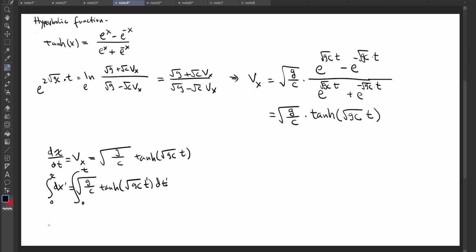And then again, there's another side note here. If you integrate a tanh function, then you'll get a log function of a cosh. Okay, so simply just the mathematical integration, you can find this result from some integration table.